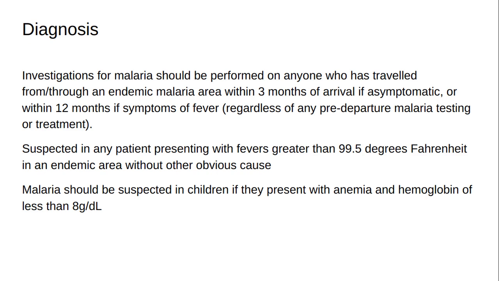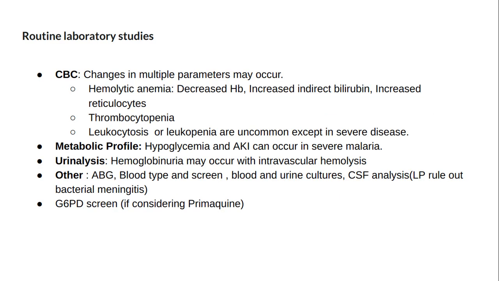Results from routine investigations can include: a complete blood count can show decreased Hb, increased indirect bilirubin, and increased reticulocytes as hemolytic anemia occurs. Glucose assessment can show hypoglycemia. Serum creatinine and urea can be elevated if AKI has occurred. An ABG can show acidosis. Urinalysis can show hemoglobinuria due to intravascular hemolysis.